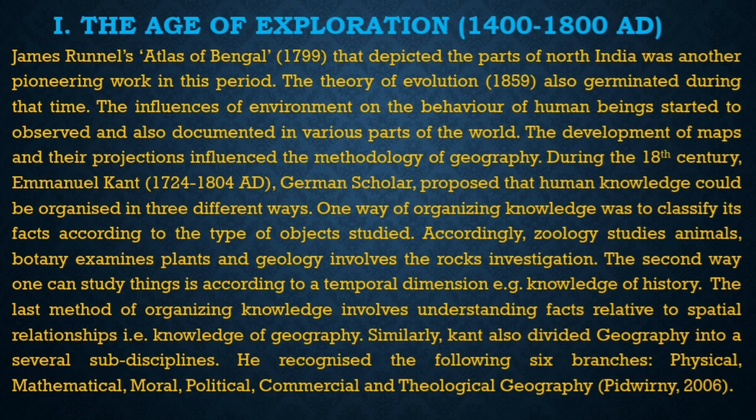Similarly, Kant also divided geography into several subdisciplines. He recognized the following six branches: physical, mathematical, moral, political, commercial, and theological geography.